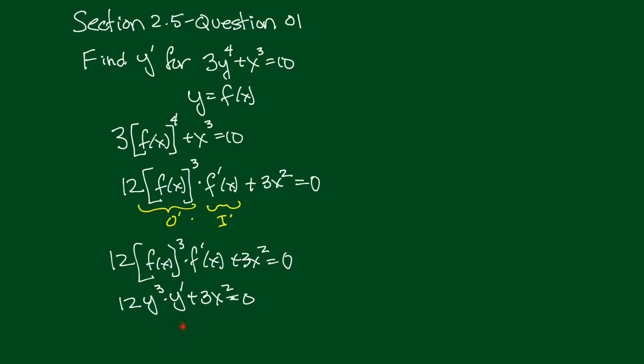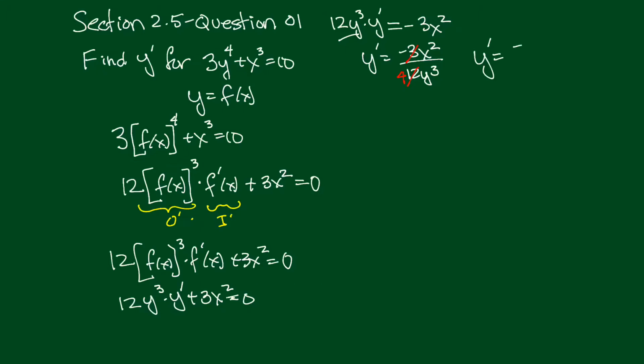Now I'm trying to solve for y prime. So I'm going to subtract 3x squared and divide by the 12y cubed. Here's what that's going to look like. Up at the top right, we're going to get 12y cubed y prime equals negative 3x squared. Let's divide here. So we'll get y prime is equal to negative 3x squared over 12y cubed. And we can cancel, that 3 will go into the 12 4 times. So we're going to end up here: y prime is equal to negative x squared over 4y cubed.